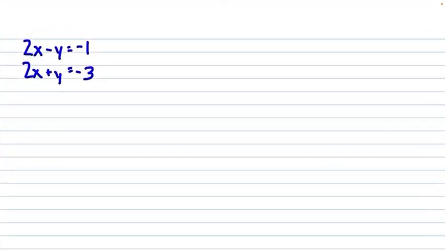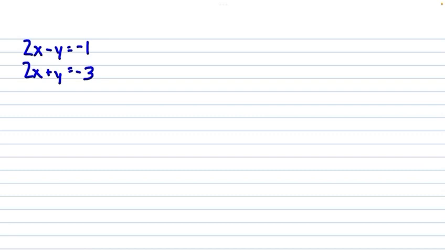Okay, here we want to look at a system of linear equations, but instead of using the traditional elimination method or substitution method, we're going to use the inverse of a matrix to solve it. So we have 2x minus y is equal to negative 1, and 2x plus y is equal to negative 3.